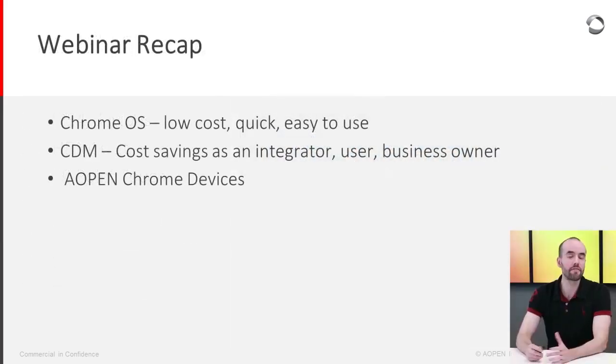That brings us to the end of the 30-minute section of this webinar. So let's just recap what we've covered so far. Chrome OS, a very specific use case OS designed to be low cost, light, easy to use, very quick, of course. The second part was we had a whole section on CDM, why it saves you a lot of money as an integrator, why it saves company end users a lot of money, how you get started, what you need to look out for, all that sort of stuff. And the last part, of course, we went over AOPEN's Chrome OS devices, what we have to offer, how they work, the special features, what they're used for, and all that stuff.